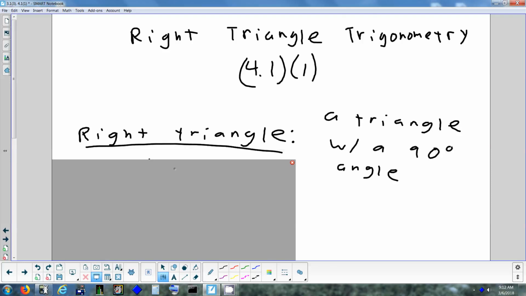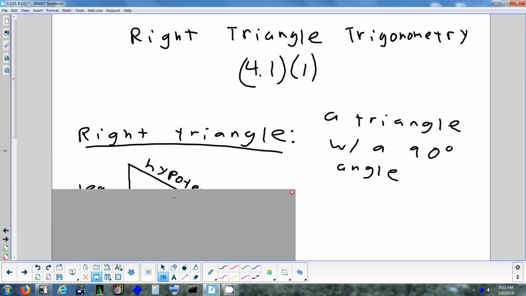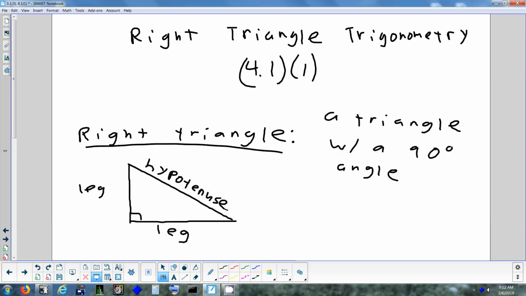What's the name of the side that's across from the 90, and it's the longest side? Yeah? The hypotenuse. And does anyone remember what you call the two short sides? The legs. The legs. So there's just kind of a general diagram of a right triangle.